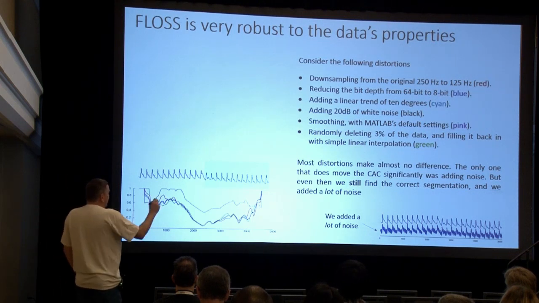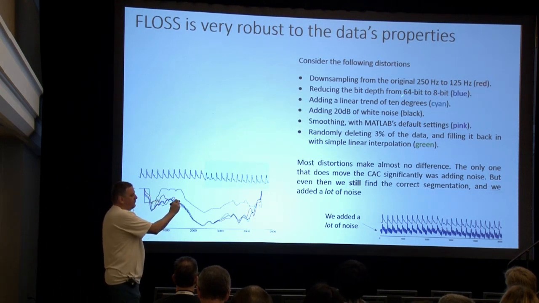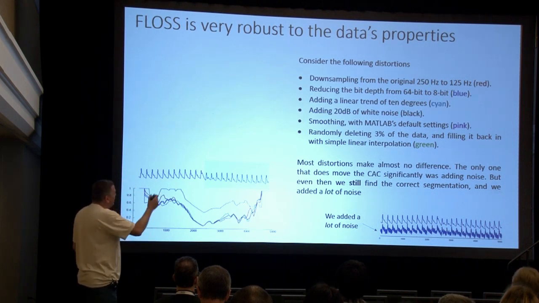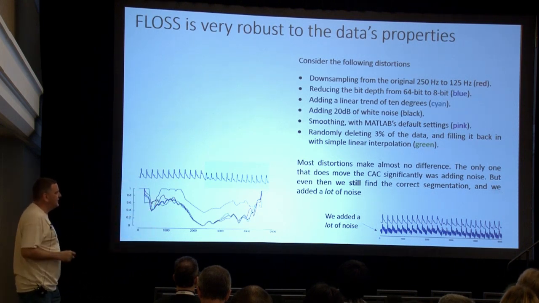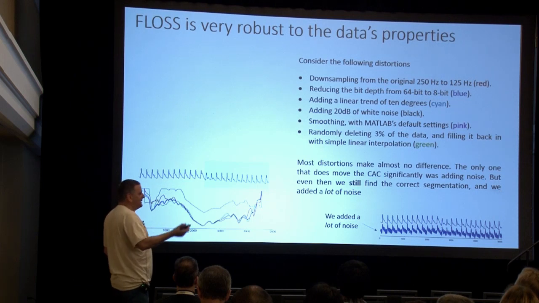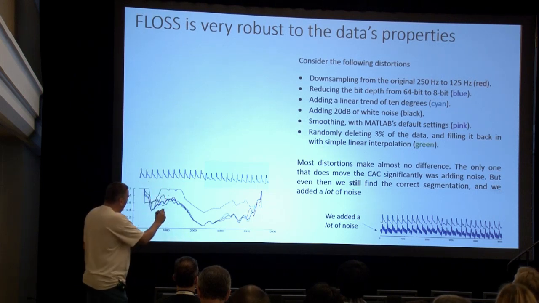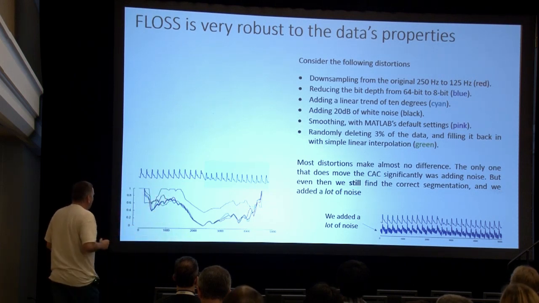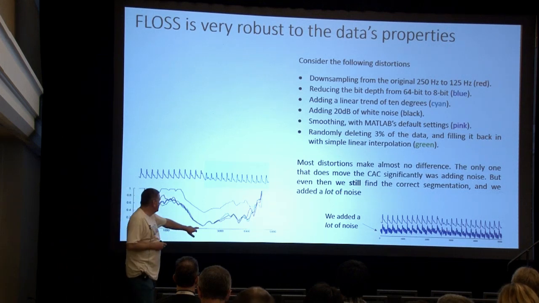We can downsample the data. We can change the cardinality of the bits to only 8-bit. We can add linear trend. We can add white noise. We can smooth it. We can delete some of the data randomly. You can do all these attacks here. And for all these attacks, we have the same minimum in the right location.